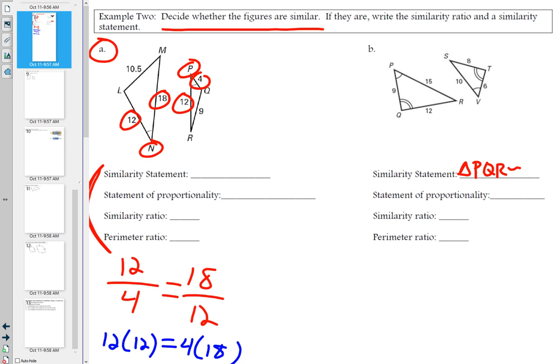The similarity symbol is like that little mustache. If you're familiar with the Spanish language, it's the little symbol that goes on top of the n. Yeah, I want to say it's called a tilde. A tilde.